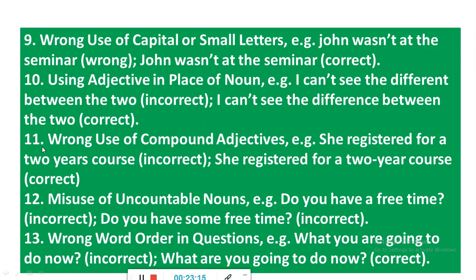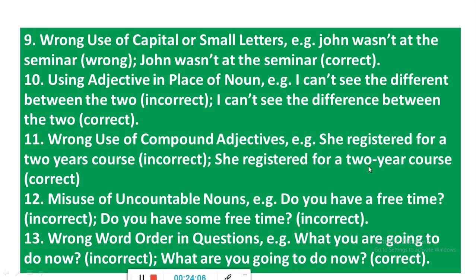All right? Number 11, wrong use of compound adjectives. For example, she registered for a 2-years course. You see, a 2-years course. This is incorrect because when you talk of a 2-year course, it is supposed to be hyphenated and the year should not be pluralized. So in this case, what we have is she registered for a 2-year course. And 2-year is a compound where you have two, hyphen, year. So this compound is a compound adjective.